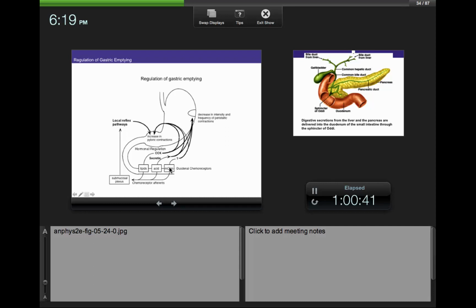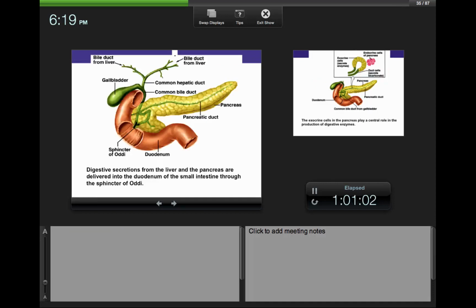Okay, so this also says that it detects osmolytes, an increase in osmolarity. Also, there's feedback to cause pyloric contractions, again, decreasing gastric emptying, decreasing motility in the stomach, and decreasing hydrochloric acid secretion. Okay, so since you guys are here, remember, you need to know how to label this chart. This is one that you'll need to know.